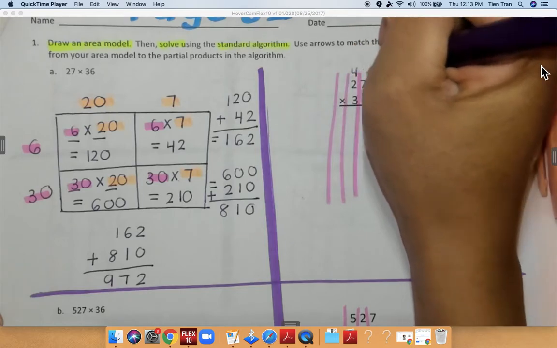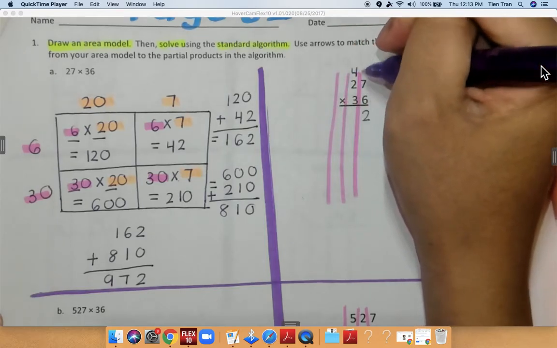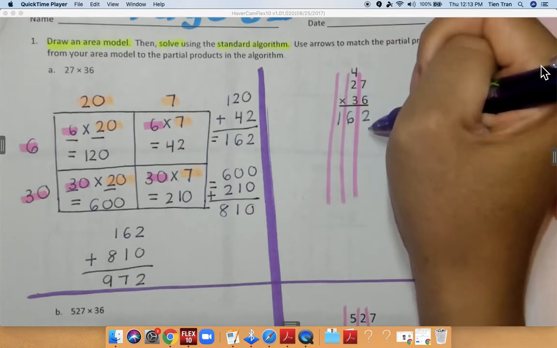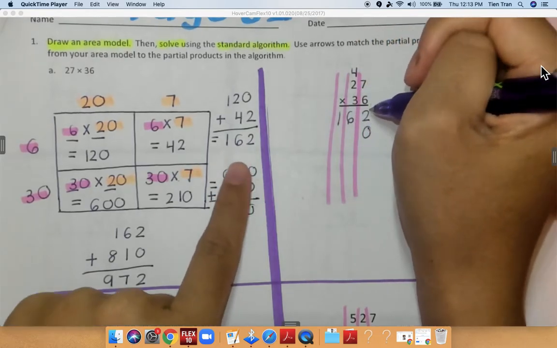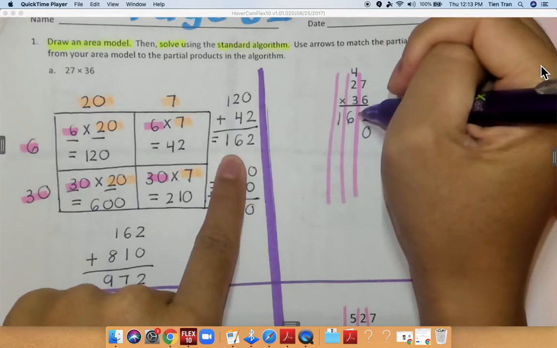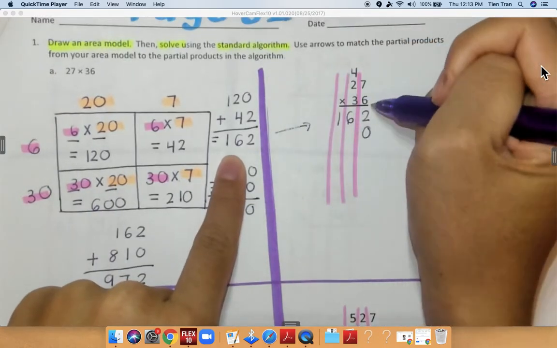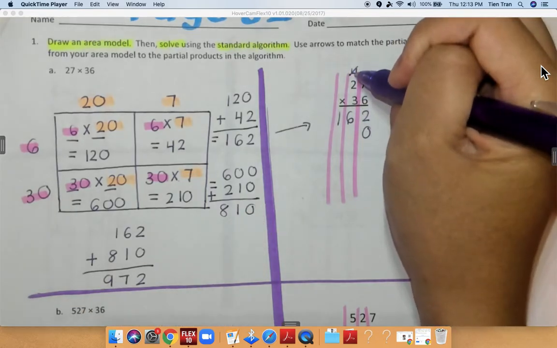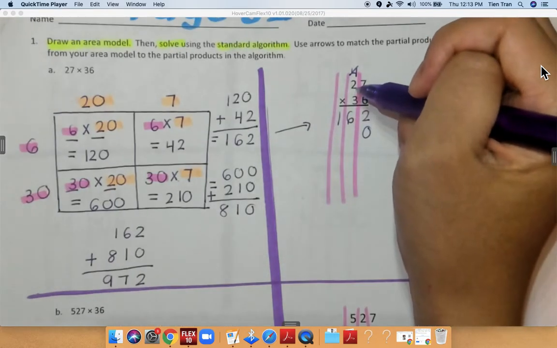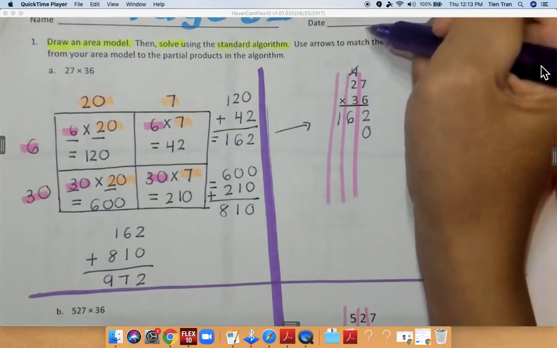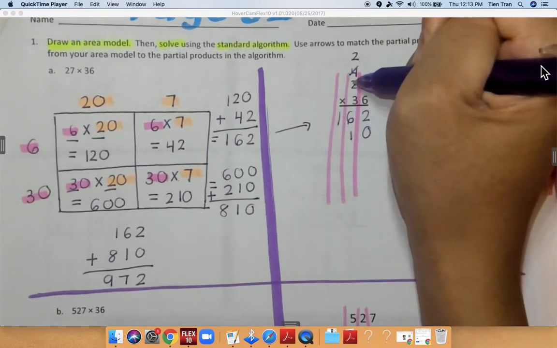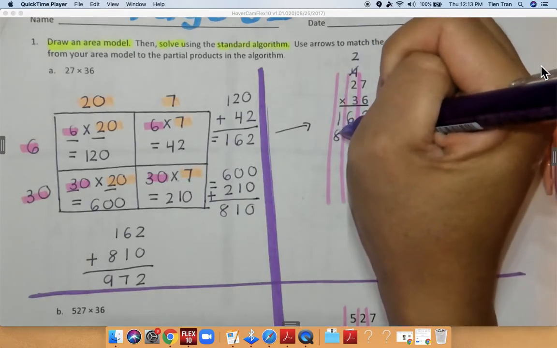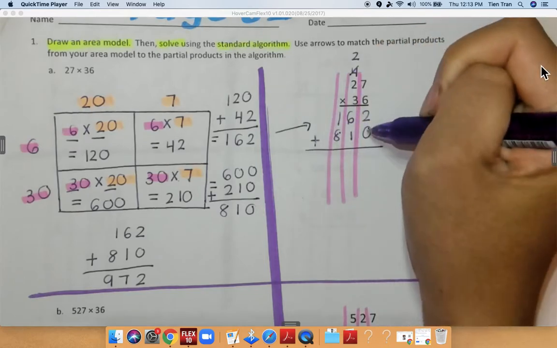7 times 6 is 42, 6 times 2 is 12, plus 4 is going to give me 16. Bring down my 0. Look here, 162, 162. They are exactly the same. Bring down my 0 because I'm multiplying in my tens place. I'm crossing off the 4 so don't accidentally add it. So 3 times 7 is equal to 21. 3 times 2 is 6. Plus 2 is 8. And then I'm going to add all of my numbers together.